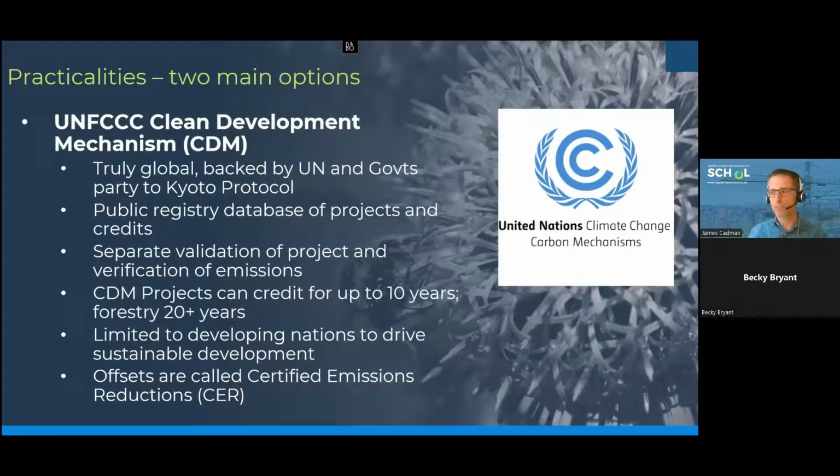It's truly global. It's backed by the UN and all the 170, 180 governments that back the Kyoto Protocol. It's all public. There's a separate validation of the project itself and verification of the emissions. It is limited to developing nations. Not every country can have a UNFCCC-backed CDM project within it. But essentially it's offsetting backed publicly in effect. And what you get out of the back of that are certified emission reductions. So 1 ton of carbon avoided, reduced or removed leads to 1 certified emission reduction certificate.